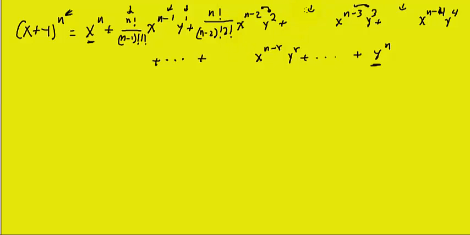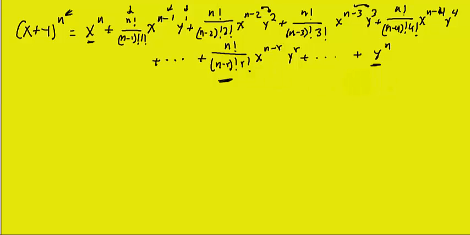The next one will have a coefficient of n factorial over (n − 3) factorial times 3 factorial. Then the next one is, again, n factorial on the top, and on the bottom I'm going to have (n − 4) factorial times 4 factorial. Then some random term over here will be n factorial over (n − r) factorial times r factorial. Okay, so that's the binomial theorem.